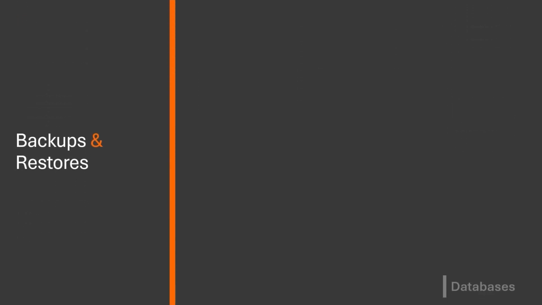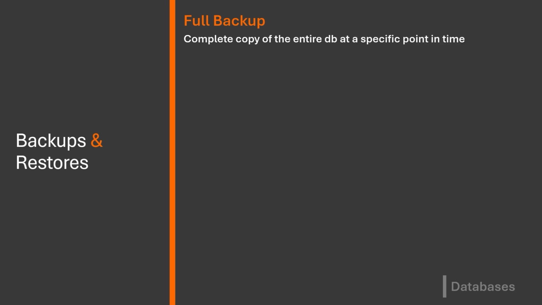Before we close this topic, let's look at two important concepts, that is backing up and restoring databases. Backups are essential for protecting business data from loss due to unexpected failures, cyber attacks, or mistakes. They allow companies to restore their databases to a previous state when needed. There are three main types of backups. We have a full backup. This is a complete copy of the entire database at a specific point in time. It's the easiest to restore but requires more storage space.